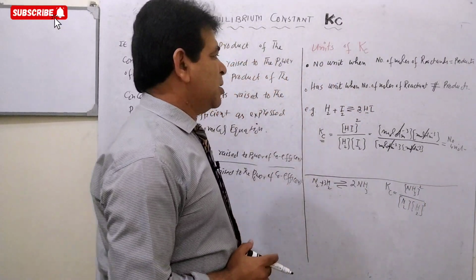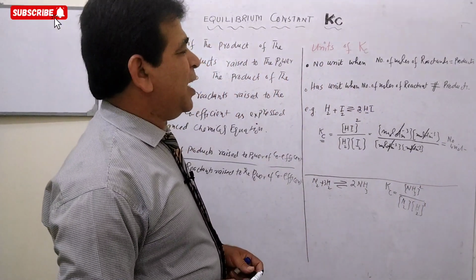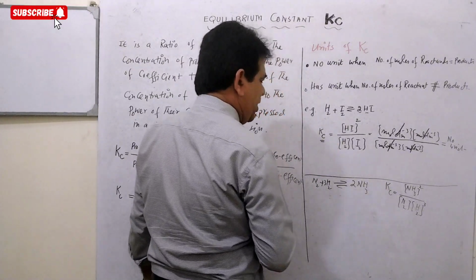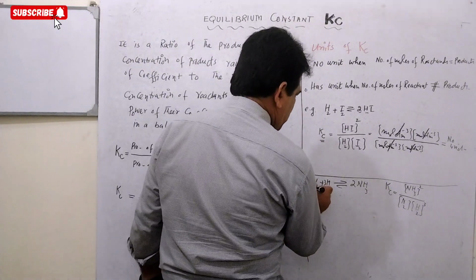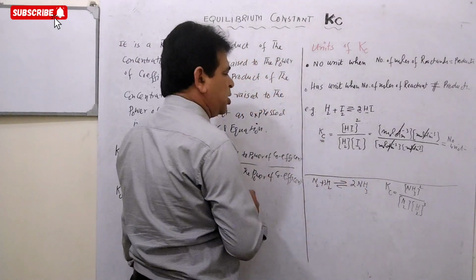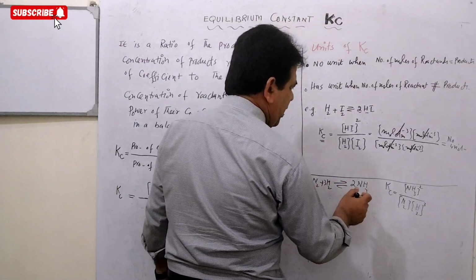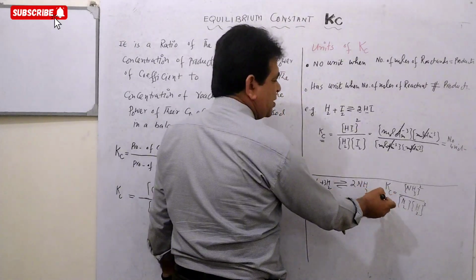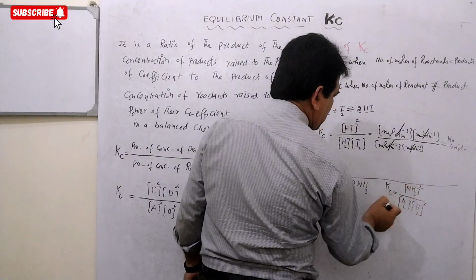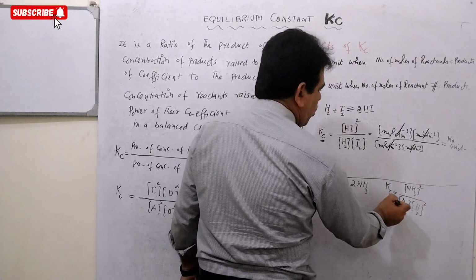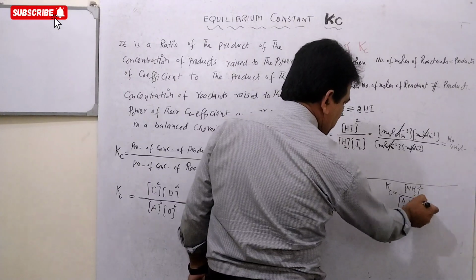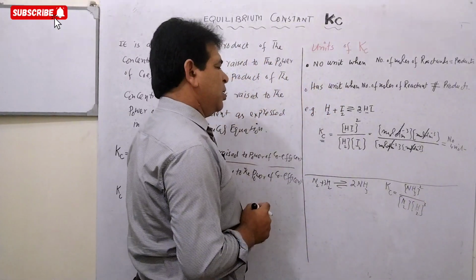Now the question is, when can Kc have a unit? For this we can have another example. Nitrogen reacts with hydrogen in a reversible reaction to form 2NH3. The Kc expression for this reaction can be written as NH3 molar concentration raised to the power of 2 over N2 molar concentration and H2 molar concentration raised to the power of 3.